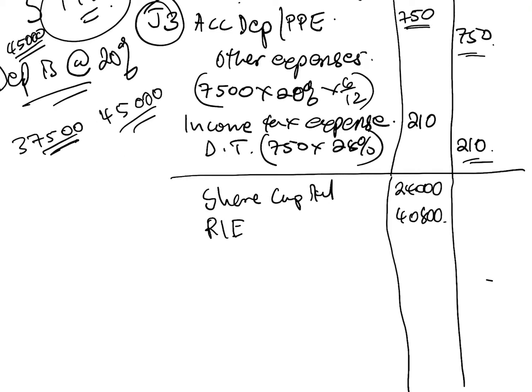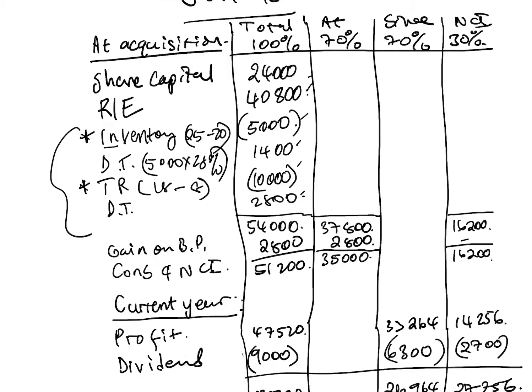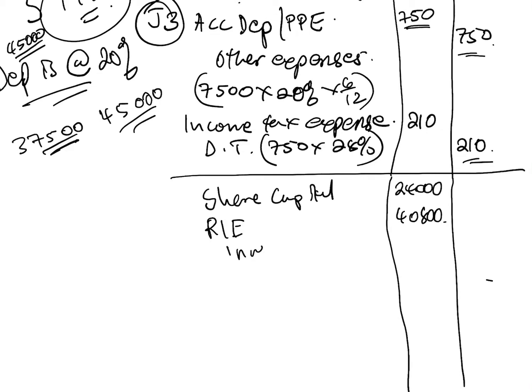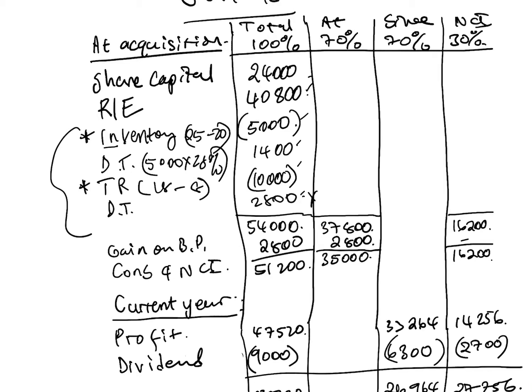Another way that you can do it: if you check on the solution how they've put it, the retained earnings, they have adjusted them. I prefer to write that I have reduced my inventory, so I credit my inventory. How much is the inventory? 5,000. Then I'll debit deferred tax. Remember there are two, 2.8 and 1.4.